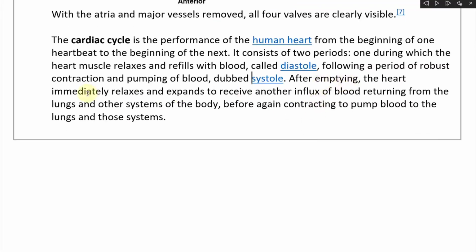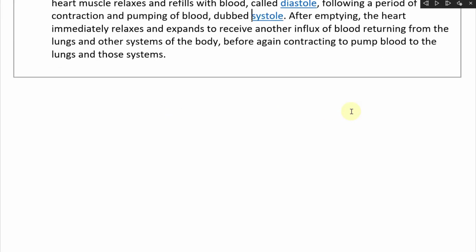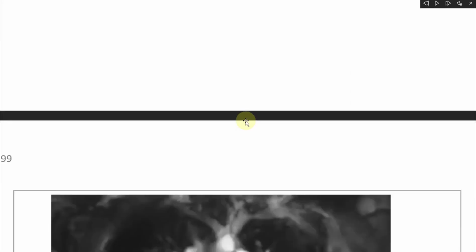After emptying, the heart immediately relaxes and expands to receive another influx of blood returning from the lungs and other systems of the body, before again contracting to pump blood to the lungs and those systems.